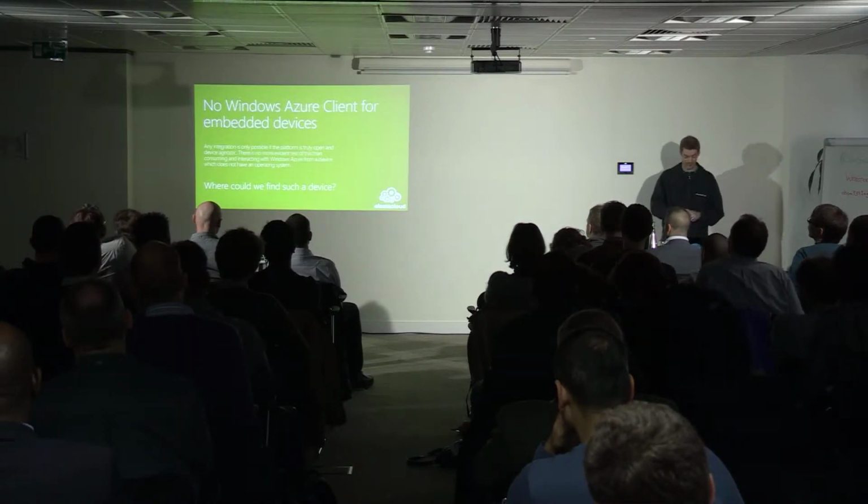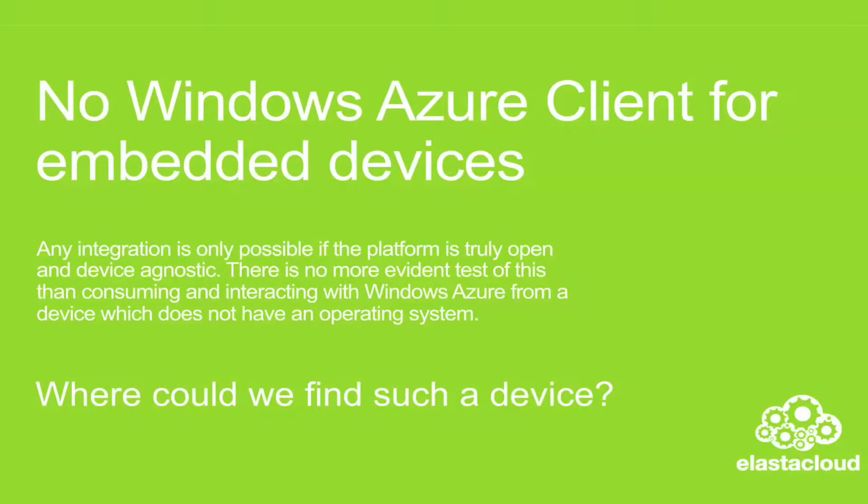So back to the point. There is no Windows Azure client for embedded devices. Well, because what is an embedded device? It's such a broad definition. Are you talking about microprocessor chips? Are you talking about a single type of that written in C, or are you talking about something which is assembly only? So what is this device? How could you write a client library for it?